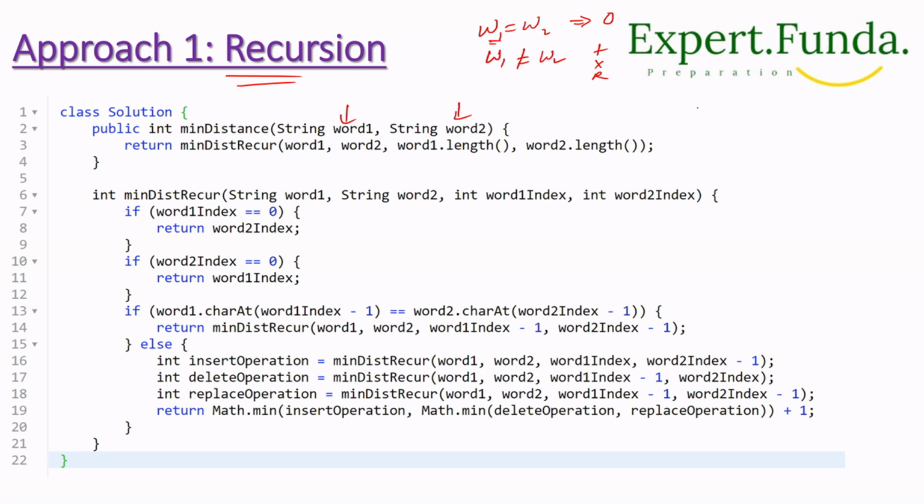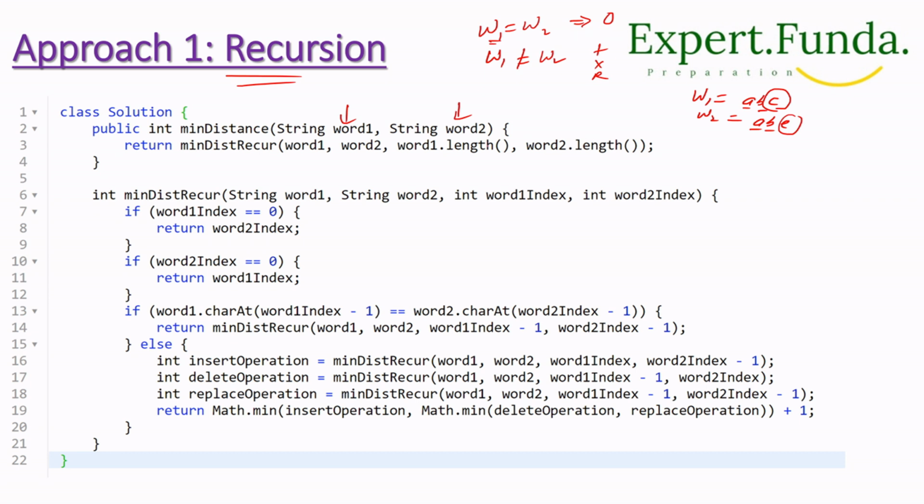Let's suppose we have ABC in word 1 and ABE in word 2. If you look index by index, index 0 is equal, index 1 is equal, but index 2 is not equal: C and E. So the words are not the same. If you check the characters at each position, you will see there is a difference. In this case we have to perform some operations on word 1 to transform it into word 2.